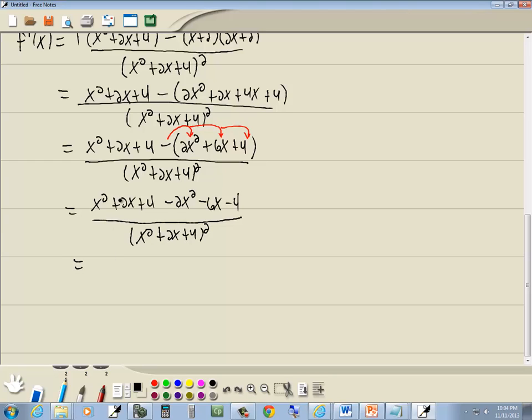Combine together like terms. x squared minus 2x squared gives us negative x squared. 2x minus 6x gives us negative 4x. 4 minus 4 drops away. That's interesting. So we got x squared plus 2x plus 4 squared.